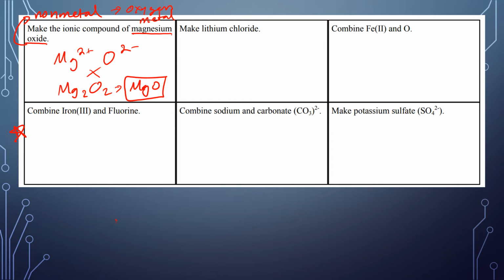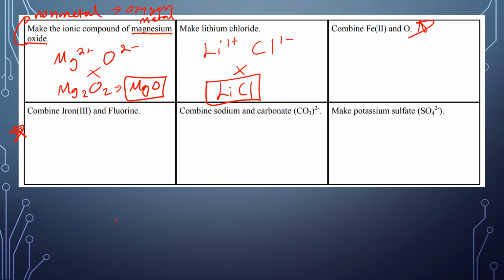Lithium chloride, so my metal is lithium, 1+. Chloride, that's 1-. My nonmetal, so that's originally chlorine, but it gets the name change, so it becomes ide. So what I'm going to do is crisscross those ones, and it becomes lithium chloride, LiCl. You'll notice that in the third and the fourth one, there's iron in both.